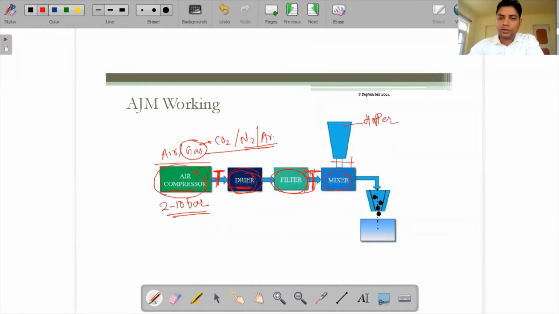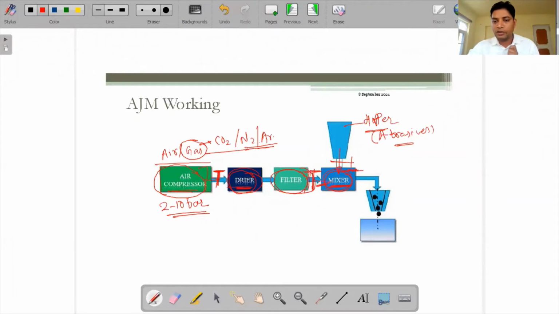This hopper is where we keep the abrasive slurry, the abrasive particles. There is a valve, so whatever mass flow rate or volume flow rate we have to maintain, we open the valve accordingly, and the abrasive particles move to the mixer. Why do we call it a mixer? It's very simple: in this mixer there is a mixing of abrasive particles and air.